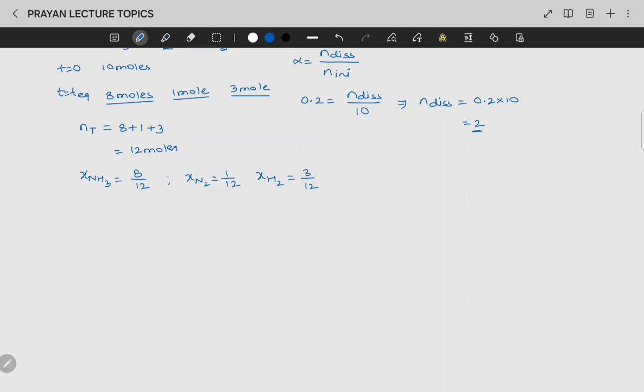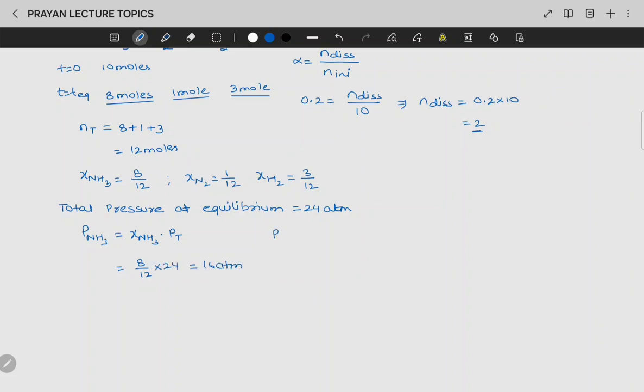Let's say that total pressure at equilibrium is equal to 24 atm. Then what will be the partial pressure of NH3? If we apply Dalton's law of partial pressure, we can write partial pressure of NH3 is mole fraction of NH3 into total pressure. So that will be equal to 8 by 12 into 24, which is 16 atm.